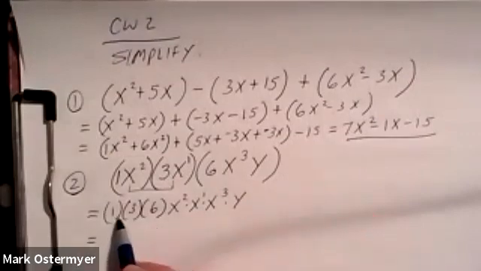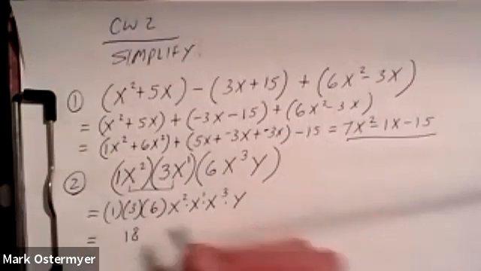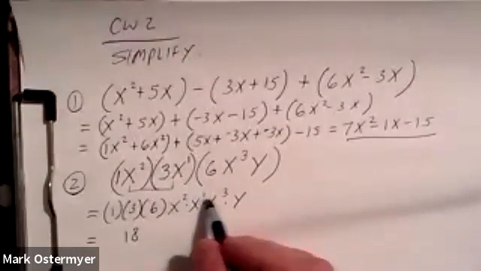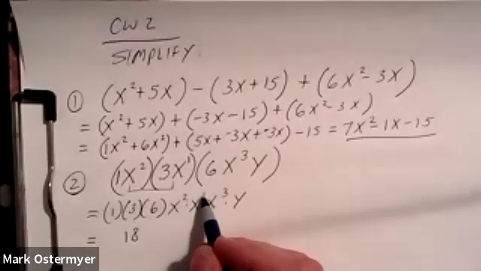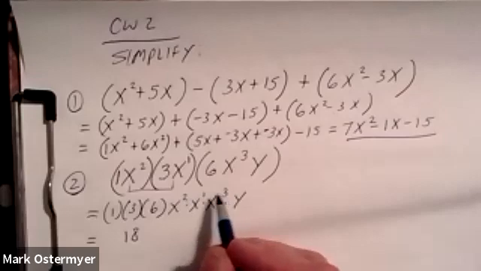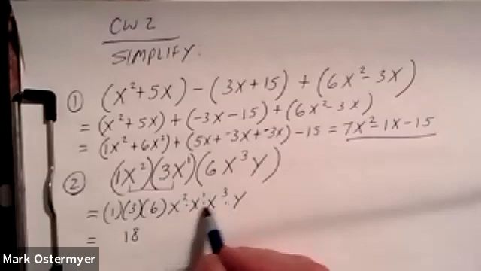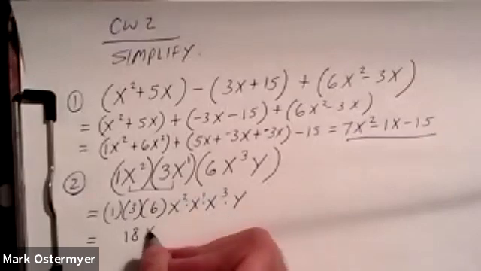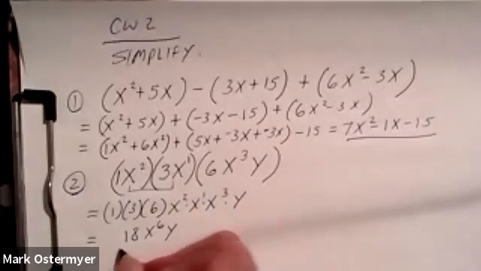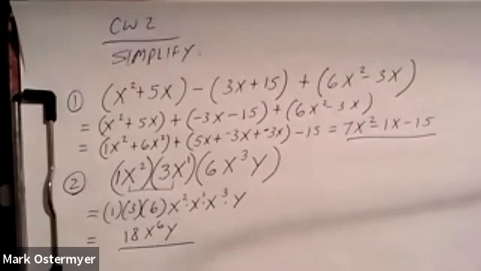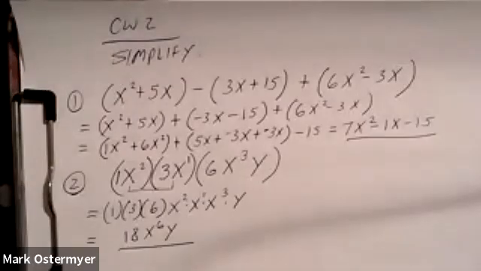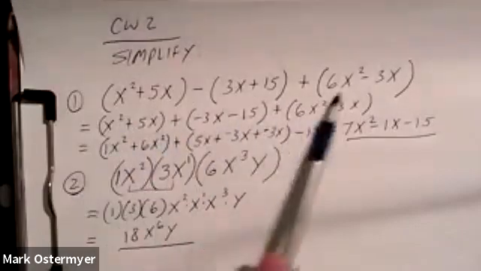Hence, we're left with 1 times 3 times 6 is 18. x to the second times x to the first times x to the third is x to the 2 plus 1 plus 3 power. You add these exponents when you multiply like bases together. 2 plus 1 is 3, 3 plus 3 is 6. And then we got y. Did anybody get that from the last one? Yes. All right.